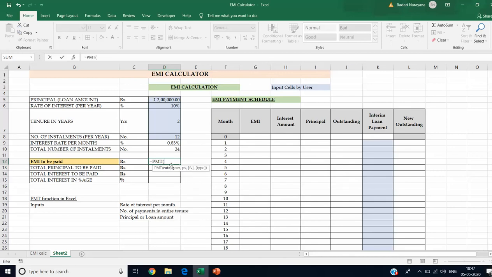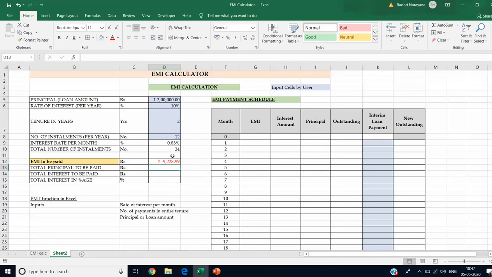The first one is the monthly rate of interest, which is already calculated here, 0.83%, comma, and the number of installments in the entire tenure, already calculated like this, comma, and the total principal amount or the loan amount. So all three components are sufficient, bracket close.